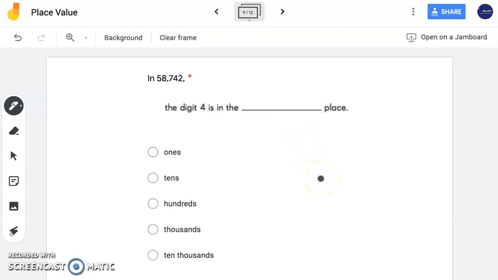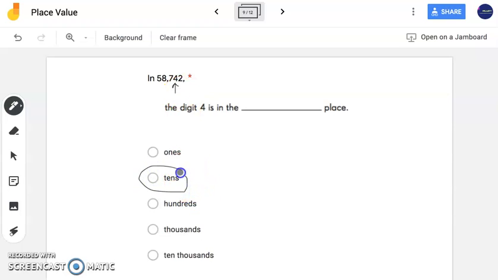In this problem here, it says in 58,742, the digit 4 is in the blank place. Now I could select ones, tens, hundreds, thousands, 10,000s. And what I love about this problem is my answers are actually going in order. So I know here I have my ones, tens, hundreds, thousands, 10,000s. And I notice my 4 is right here.